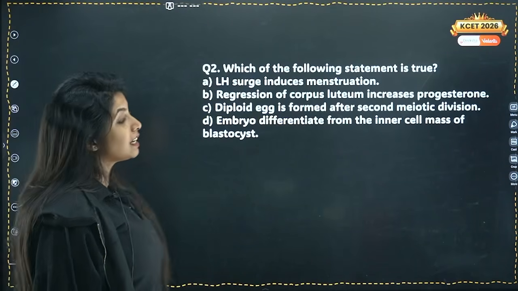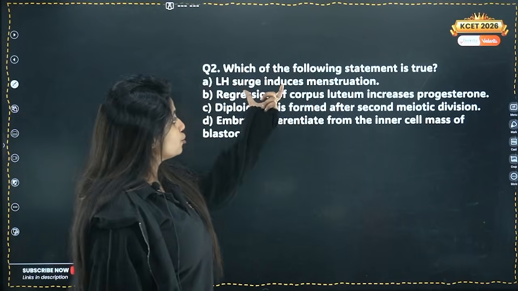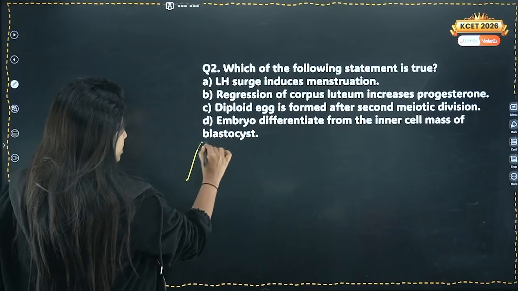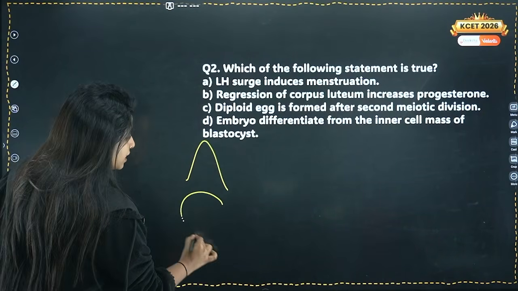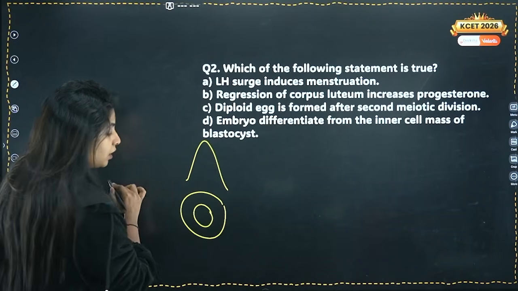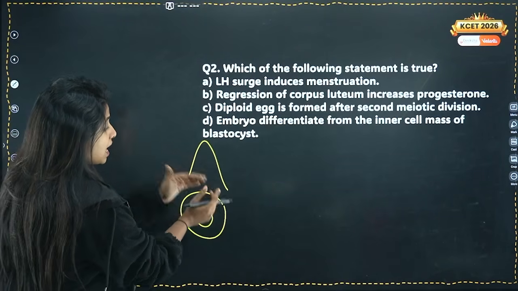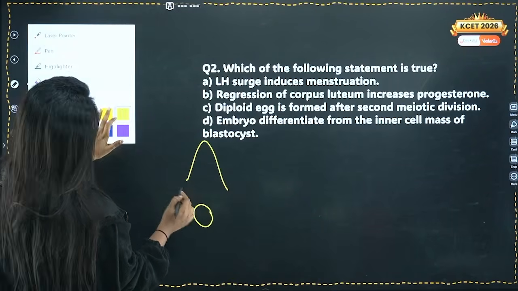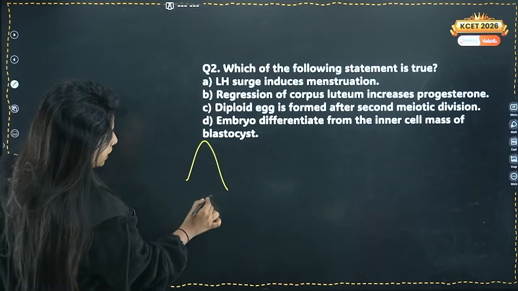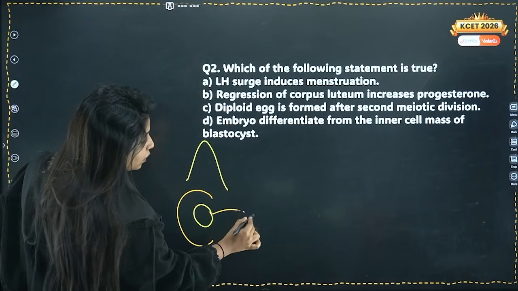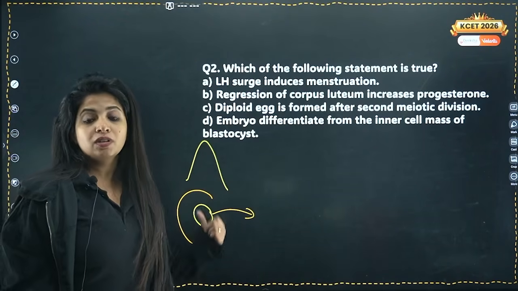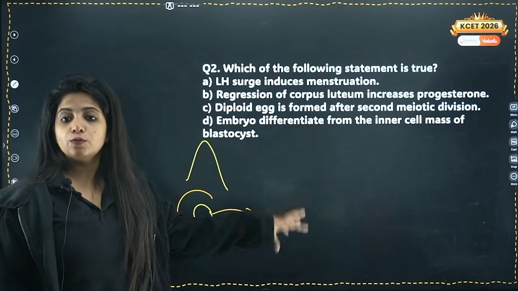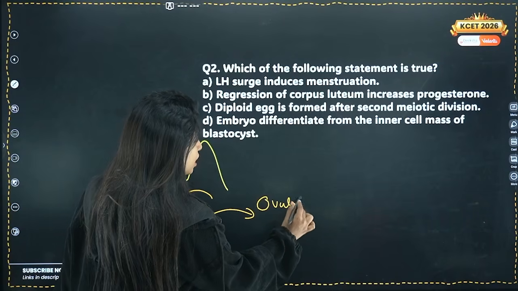Which of the following statements is true? LH surge induces menstruation. LH surge: when the amount of luteinizing hormone increases, inside the follicle you have the secondary oocyte. When the LH hormone increases, this follicle will burst open, and the secondary oocyte is going to be released. This is known as rupture of Graafian follicle. So rupture of Graafian follicle happens and the secondary oocyte is released, and this process is known as ovulation, not menstruation.